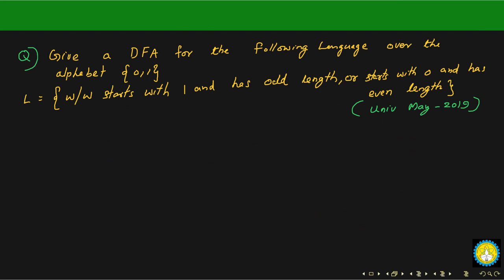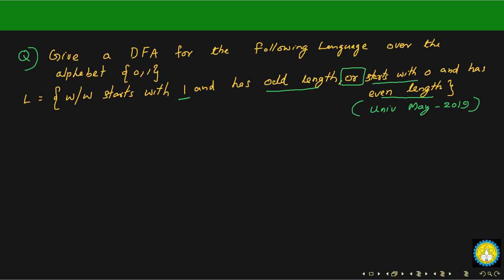Before moving to the assignment section, let's look at a question very quickly. The question is: give a DFA for the following language over the alphabet {0,1}. That means it's a binary string. The language is defined like this: all the words such that the word starts with 1 and has odd length, or starts with 0 and has an even length.